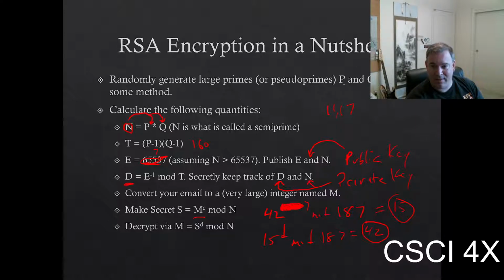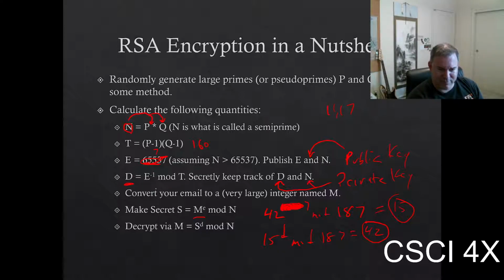Randomly generate 2 primes, multiply the primes together, that's N. Multiply each of the primes minus 1 times each other, that's T. Always use 65537 for E, assuming your N is big, which it should be.